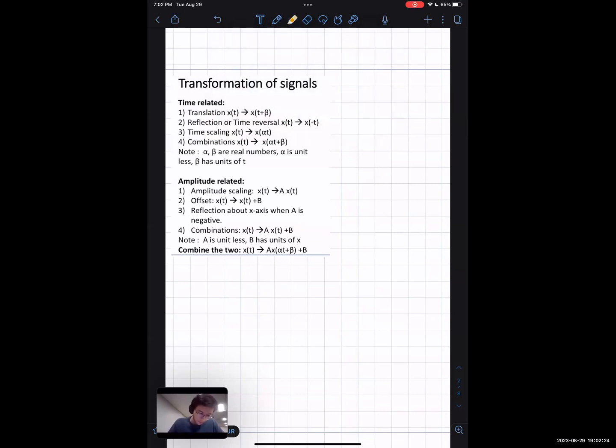As far as the foundations, we have two general categories of transformations: time-related and amplitude-related. We're going to start with time-related, and the first one is going to be translation.